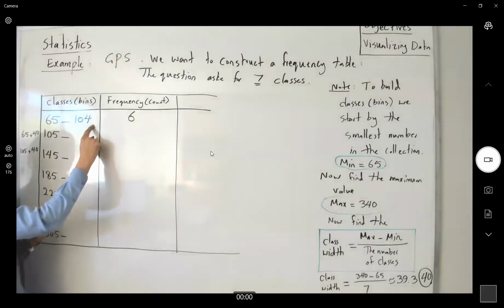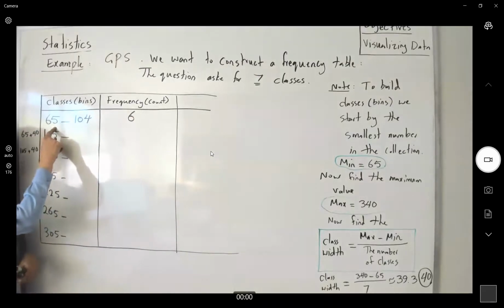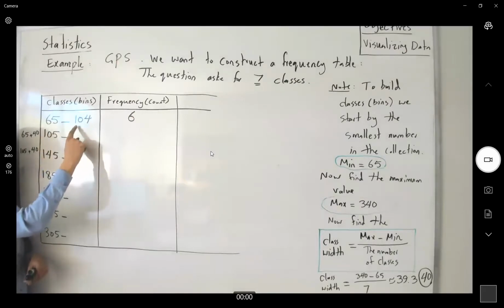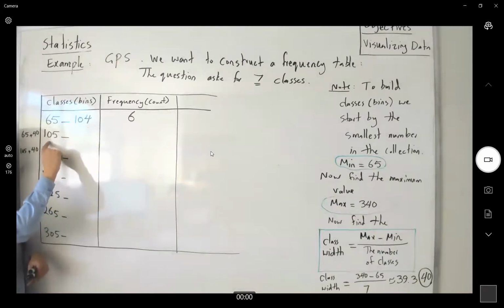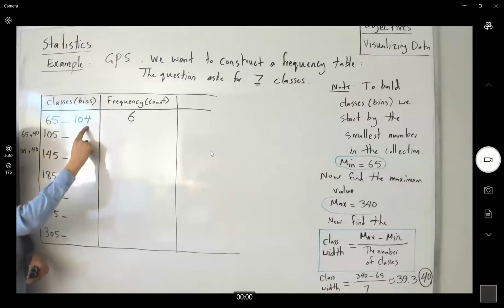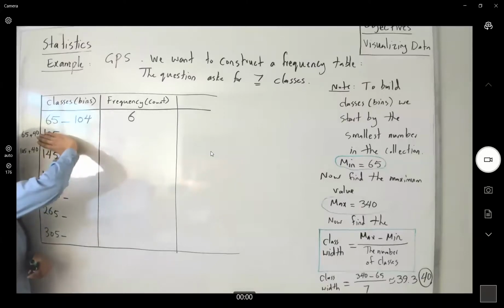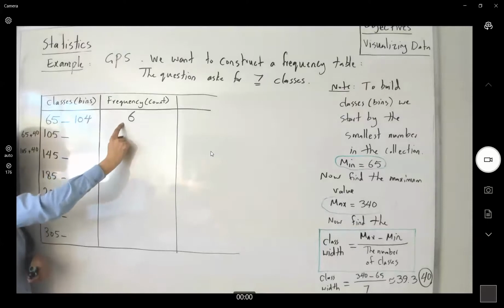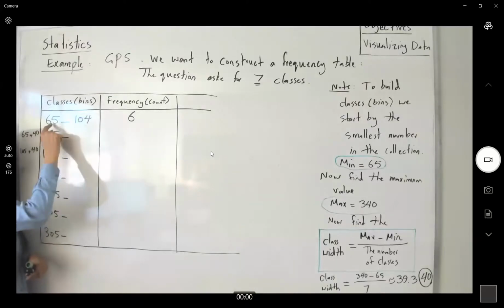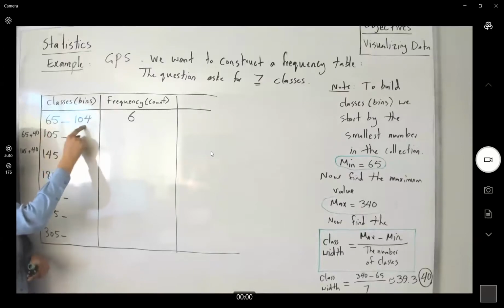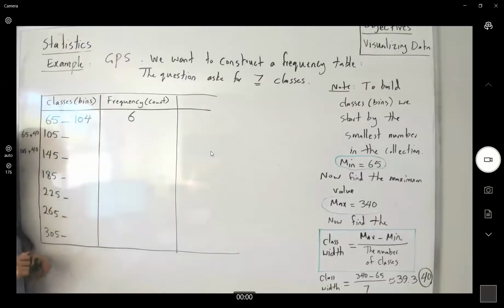The first class, the beginning number or the lower limit of your first class is 65. This class stops at 104. Why is that? Because you cannot have overlap between 2 classes. So we have to stop 1 unit before the beginning of next class. So this is our first class, and the frequency or the count of the numbers between these 2 is 6.